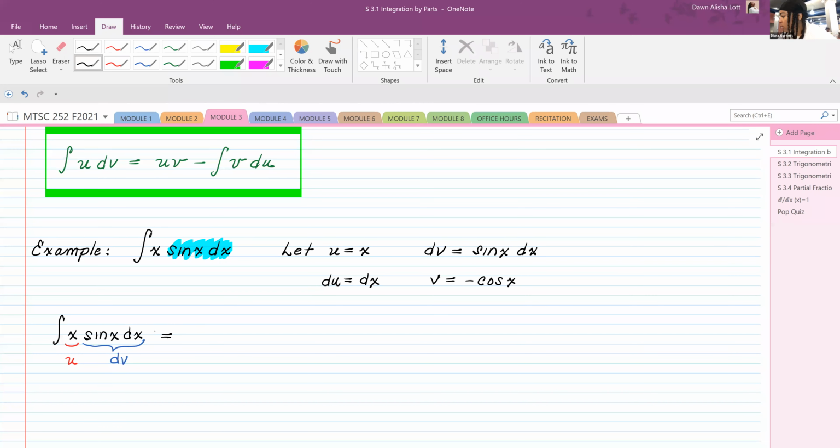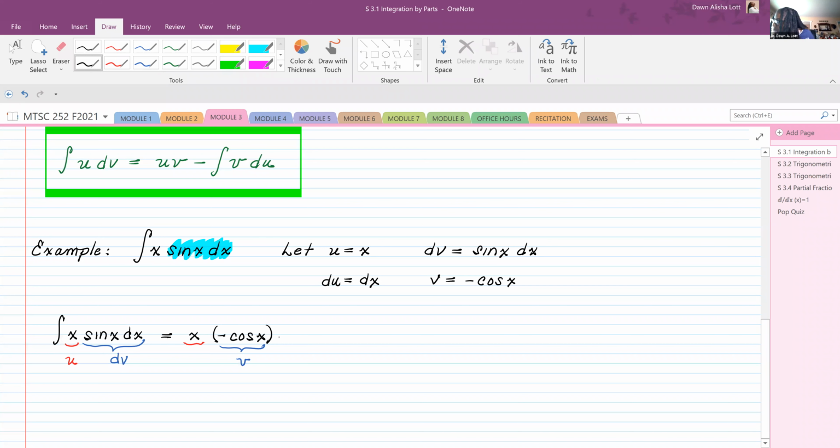Going with the equation, you would do uv subtracted by the integral of v du. Correct. So you'll do x times sine of x... no, I need u and v. So would it be x times negative cosine x? That's right. So I have to do negative cosine x. That's the v part.